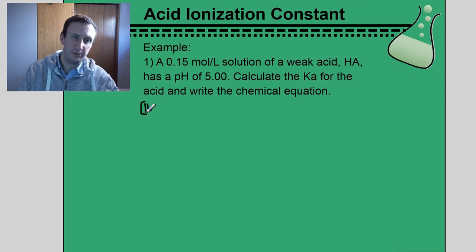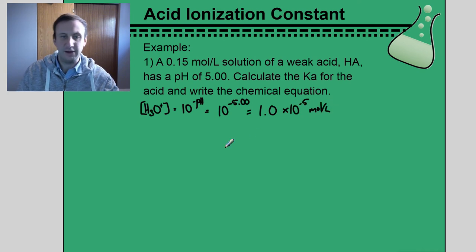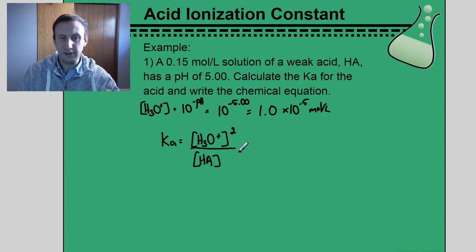So I know that hydronium concentration based on my pH is equal to 10 to the negative pH. So I got 10 to the negative 5.00. In other words, I have 1.0 times 10 to the negative 5 moles per liter in significant digits. So that means that my Ka is equal to hydronium squared over HA, my acid concentration. So I have 1.0 times 10 to the negative 5 squared over my acid concentration of 0.15.